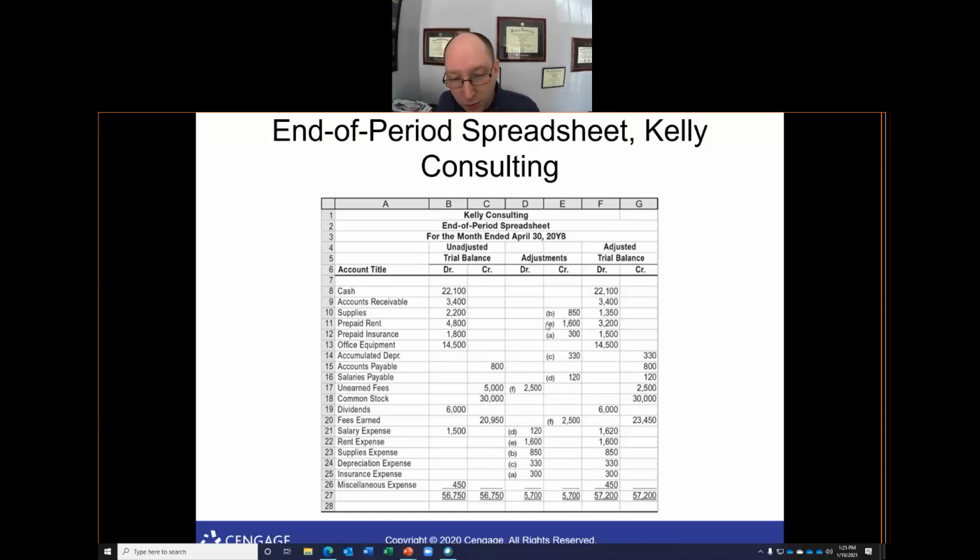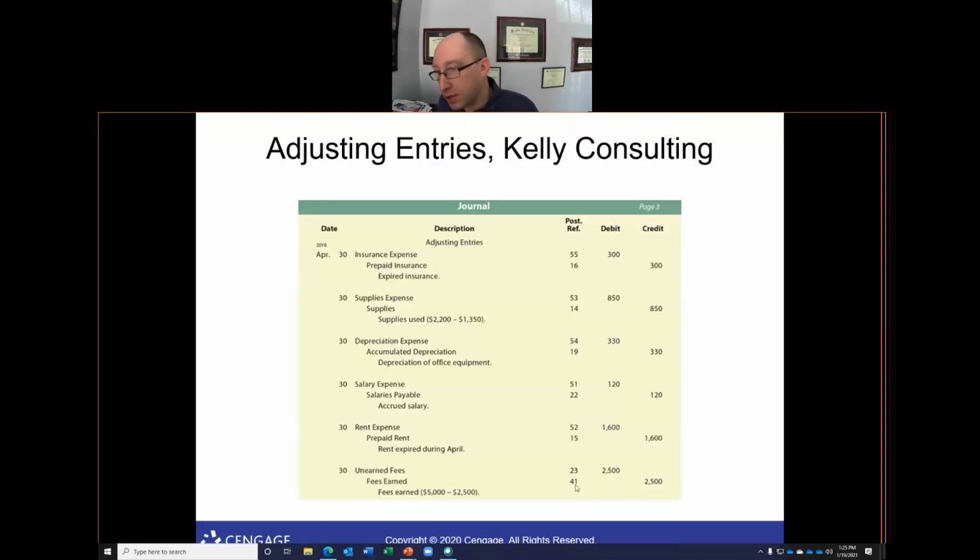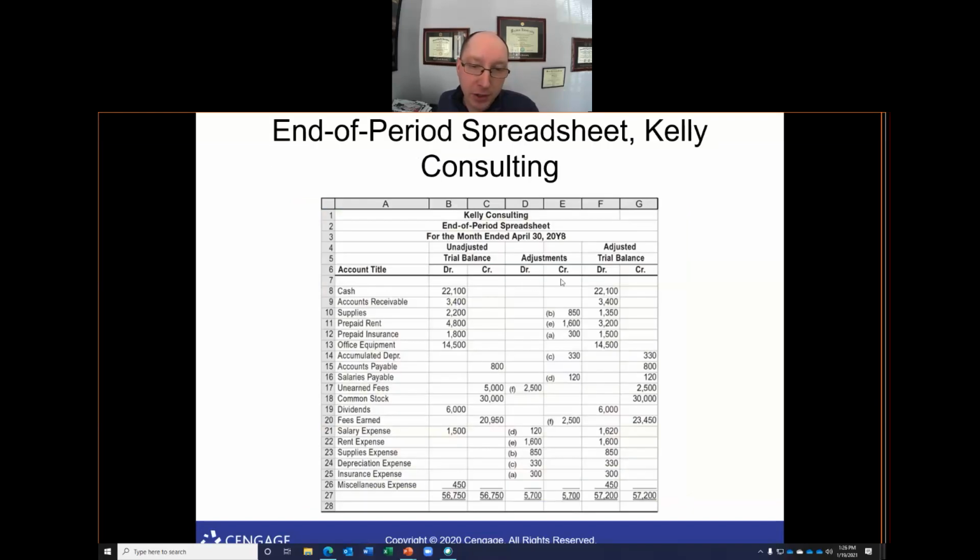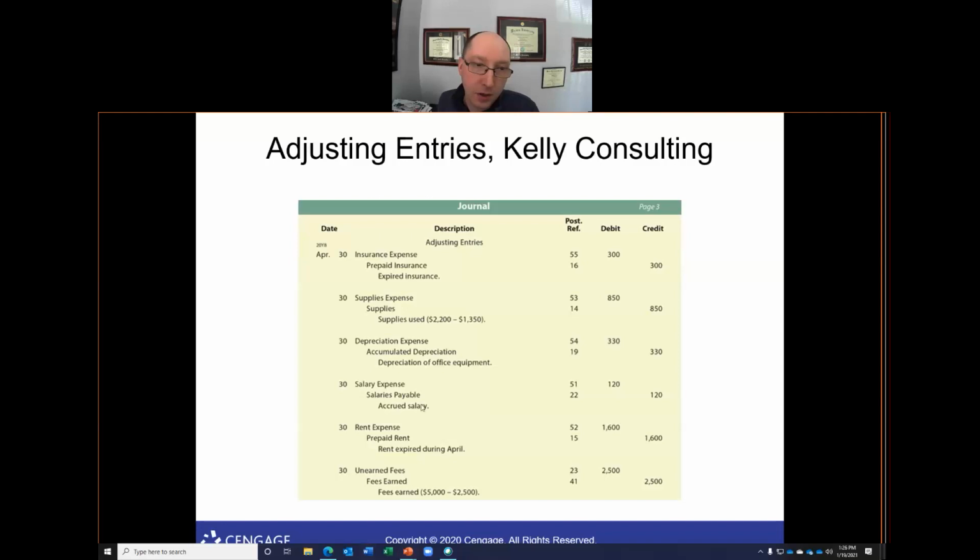And so what you realize at the bottom, where your balances are, line 27: your debits equal your credits. So I guess that's one of the reasons why it's nice to show the spreadsheet. The adjusting entries that were made match exactly what you see here. These are the adjusting entries we've made at the end of April, for the month of April.